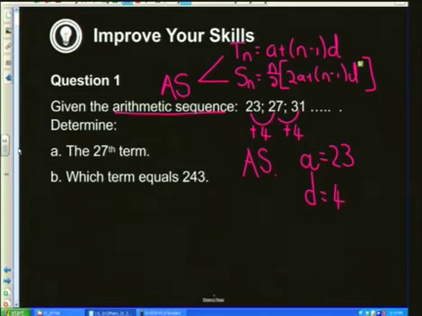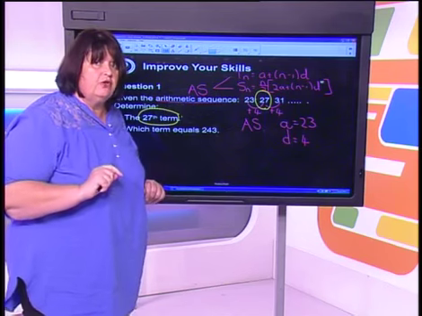Now, why I liked this question is it brings home some little thing that everybody has trouble with. It says the 27th term, but there is a term that is 27. And that seems to confuse people, so don't let it confuse you. It's something we can avoid confusion on.